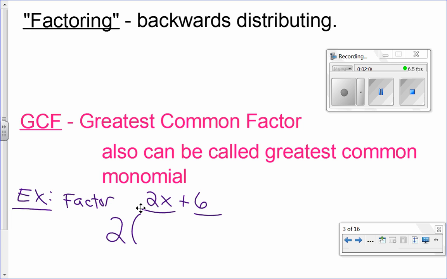And what you're going to do with that 2 is put it out front, and think about what it would look like if I kind of undistribute that 2. 2x divided by 2 is x, and 6 divided by 2 is 3. So this is what the problem would look like if I undistribute that 2. Make sense? And do you know how you could check your work to see if you did it right? Redistribute it. So this is what factoring looks like. Factoring out a greatest common monomial, greatest common factor.